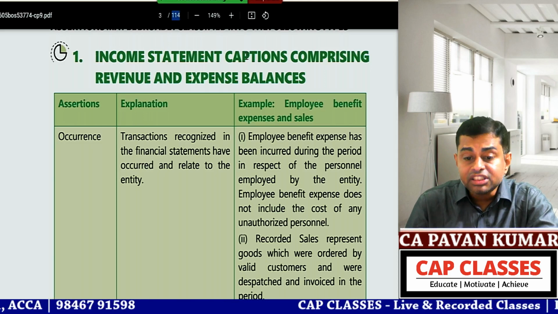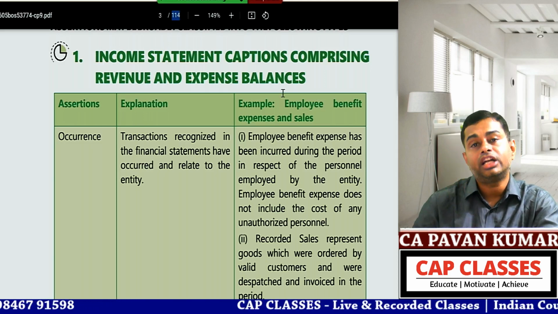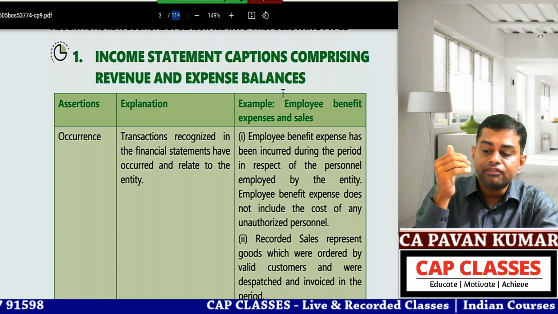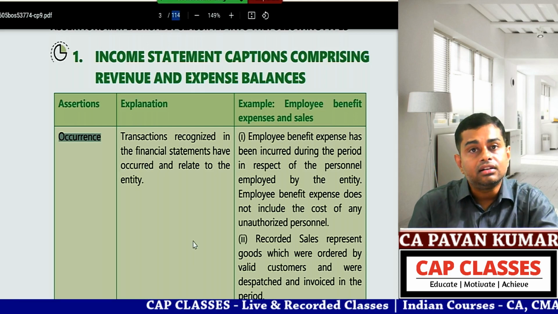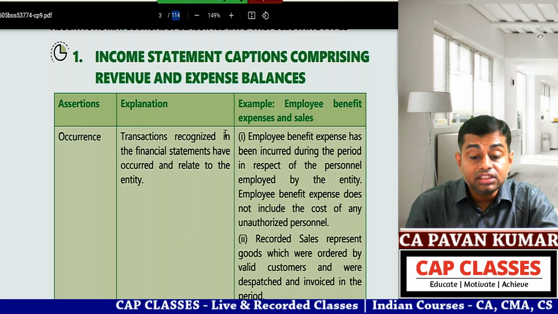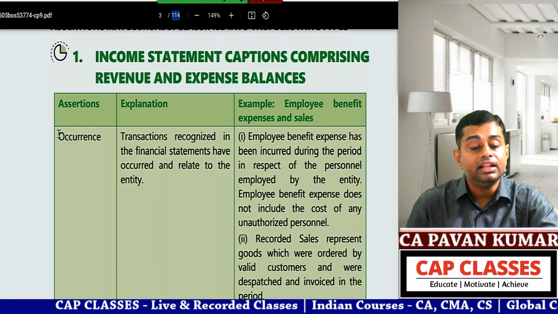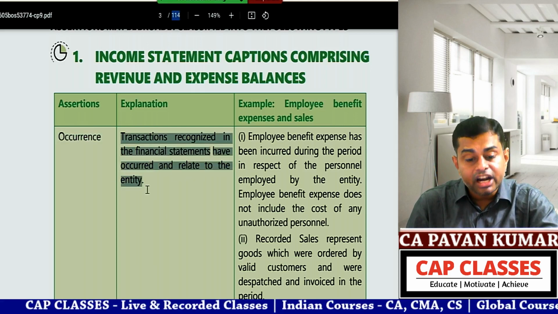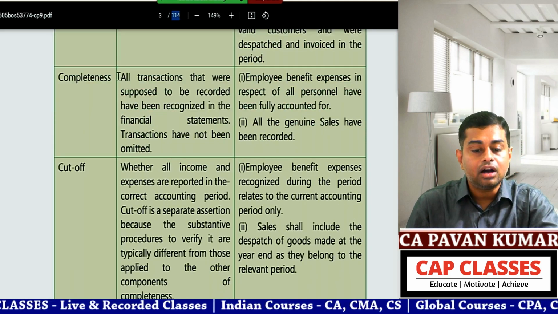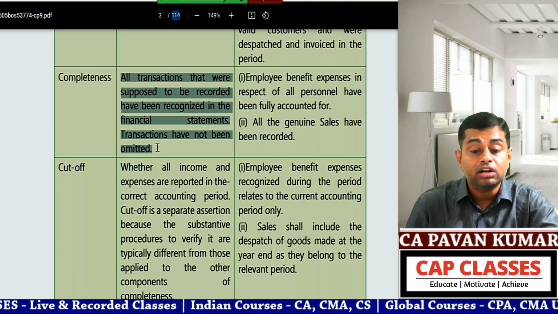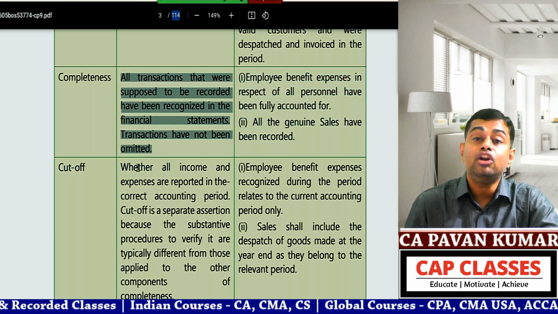So for income statement captions, that means the line items that fall in the income statement. Occurrence, whether the transaction has occurred. Transactions recognized in the financial statements have occurred and relate to the entity. This is the explanation of the assertion. So first one is occurrence. Second one is completeness. All transactions that were supposed to be recorded have been recognized in the financial statements. Transactions have not been omitted.